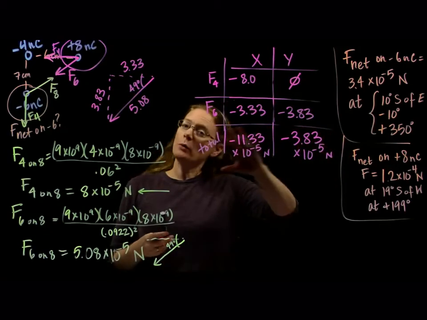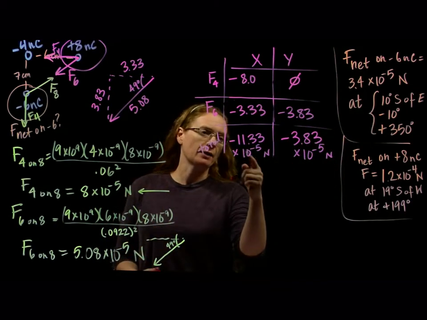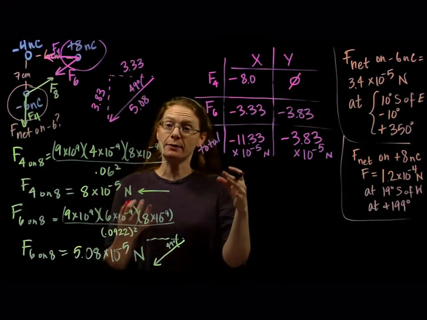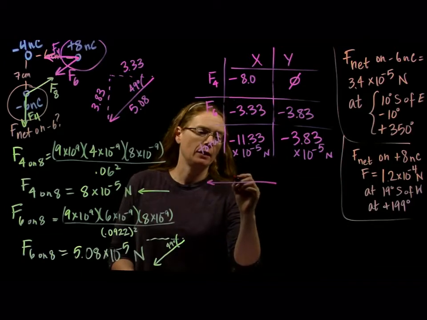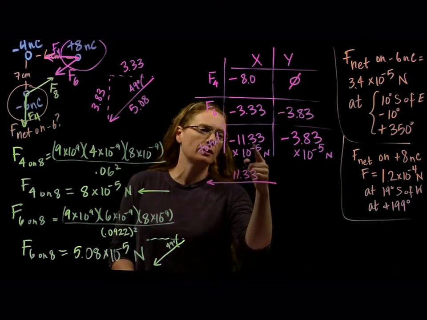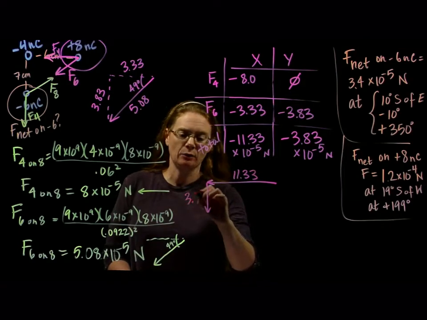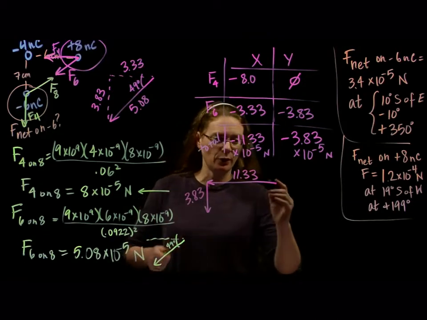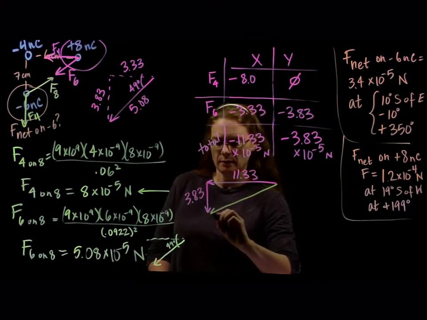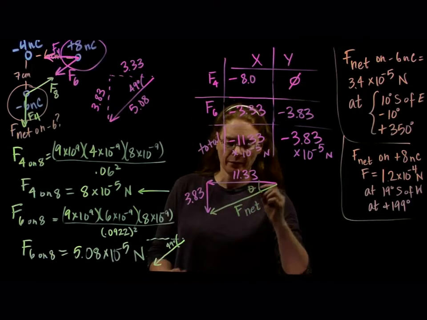Here are our components for the net force, the total force. Let's figure out what the actual values are for the force as a vector. I have left and down. Okay, so I have 11.33 going to the left in the x direction, 3.83 going down in the y direction. There are my components to the net force, and I want this vector. That is the net force I'm looking for.